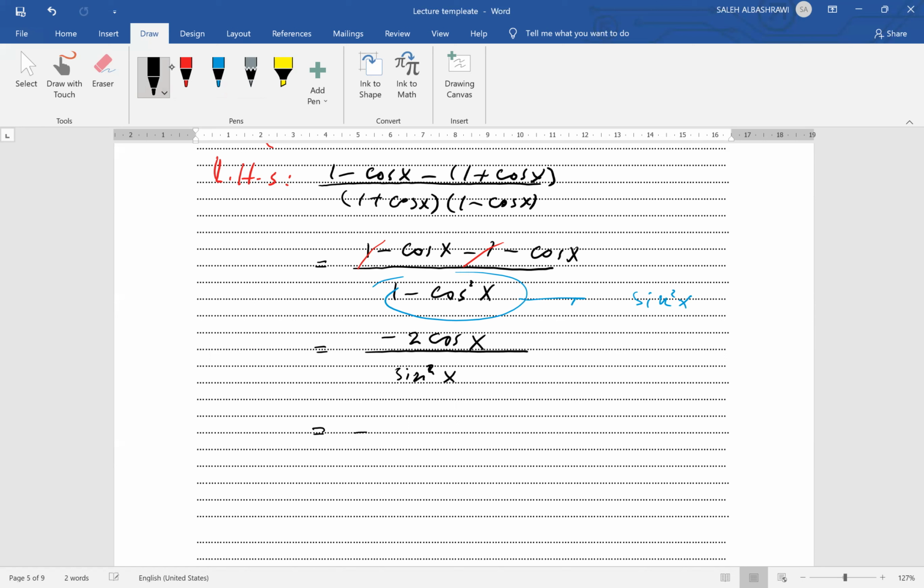which can be written as minus 2 multiplied by 1 over sine square, which can be written as sine times sine, and this will be cosine x over sine x. So this can be written as minus 2 multiplied by 1 over sine x multiplied by cosine x divided by sine x, which is equal to minus 2. 1 over sine x is cosecant of x. Cosine over sine x is cotangent. And this is the right-hand side.